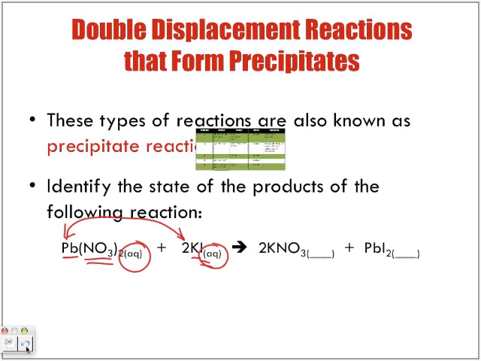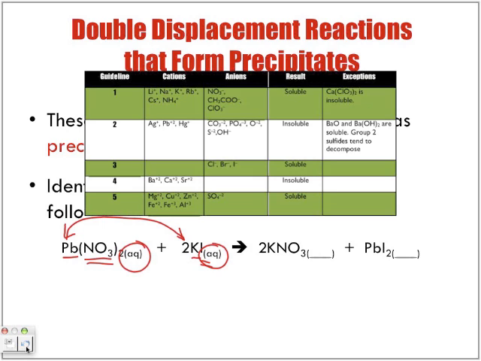To do that, you need the solubility table. So let's look at the following. We're looking at K in our guideline, and here's K. What do we say? K is soluble. Nitrate. What do we say about nitrate? Also soluble. So if the two are soluble, obviously this whole compound is soluble.